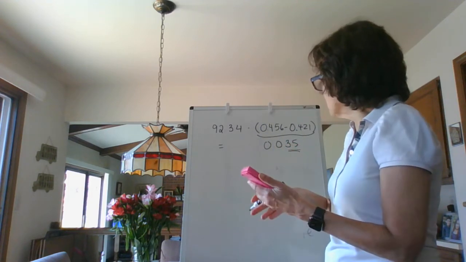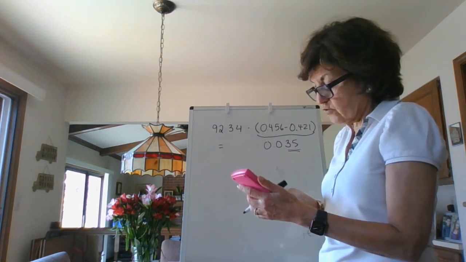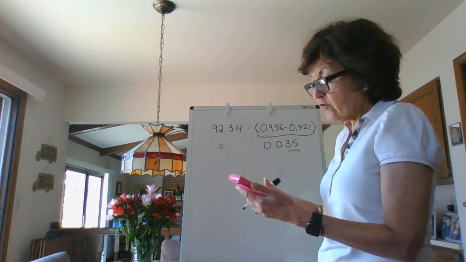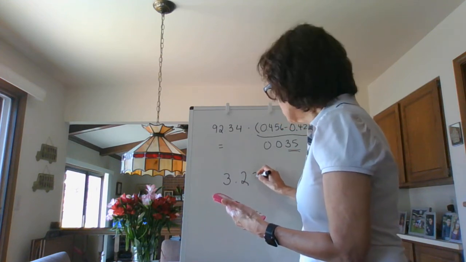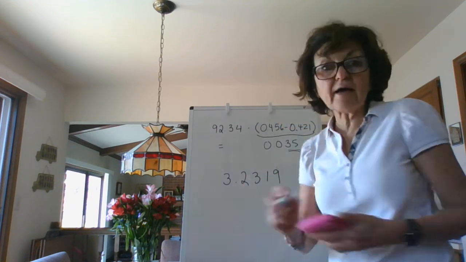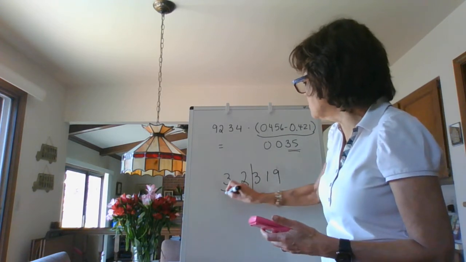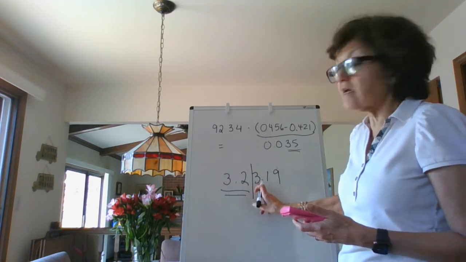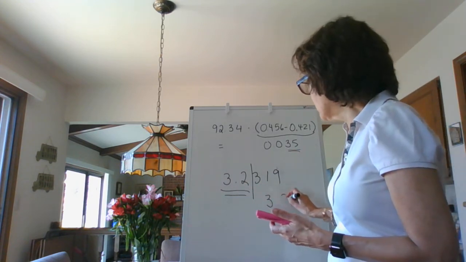So you're going to take the 0.035, multiply it by 92.34. Your calculator answer is 3.2319. You're not allowed to report that. What are you allowed to report? Just 2 sig figs. This is lower than 5, so you just keep it as is. So your answer is 3.2.